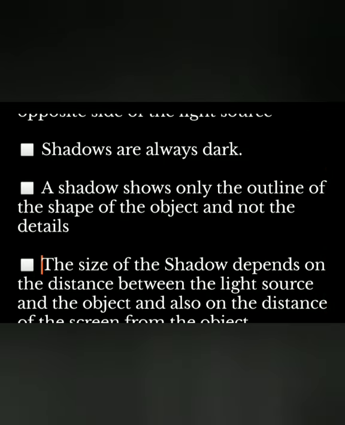Next, the size of the shadow depends on the distance between the light source and the object, and also on the distance of the screen from the object. So this one I have already explained, that how the shadow becomes big or small. So how the shadow is longest during the morning and evening and shortest during the noon. That means the size of the shadow depends on three things, that is the distance between the light source, the object, and also on the distance of the screen from the object.